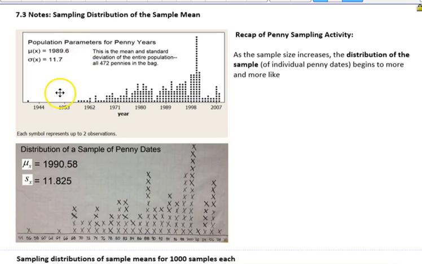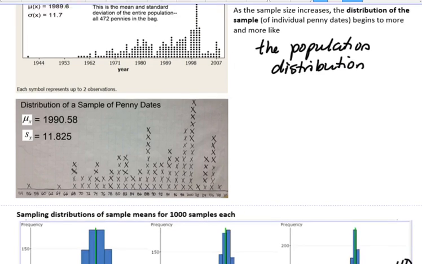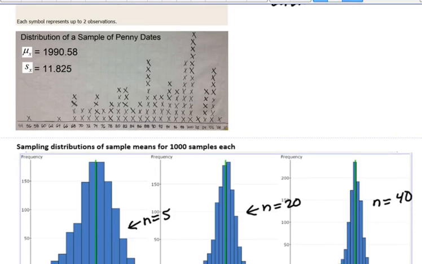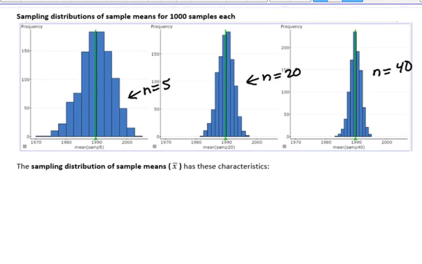Notice the mean and standard deviation are very similar here from the population and the sample. So as the sample size increases, what you should notice about the distribution of the sample of individual penny dates is that it begins to look more and more like the population distribution. Kind of an obvious result, but something that students tend to mix up once we start talking about the sampling distribution.